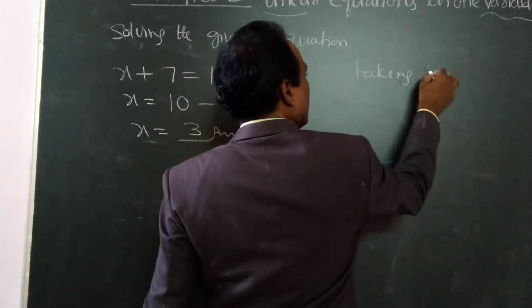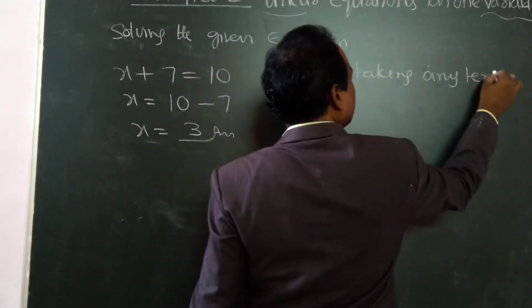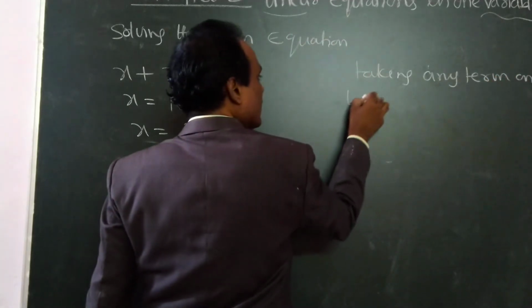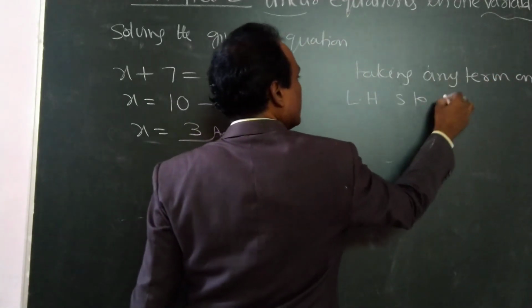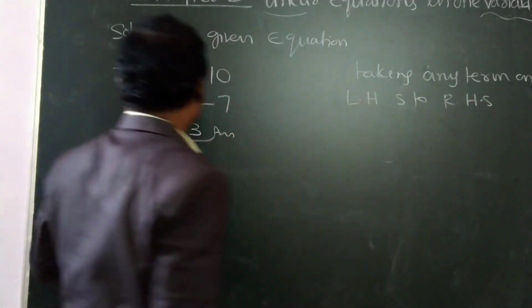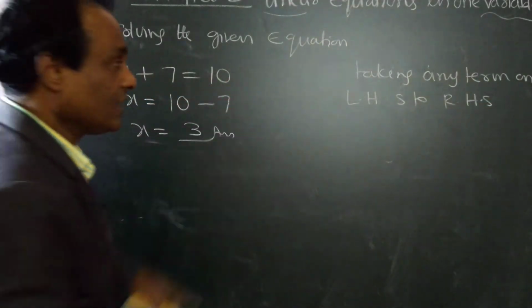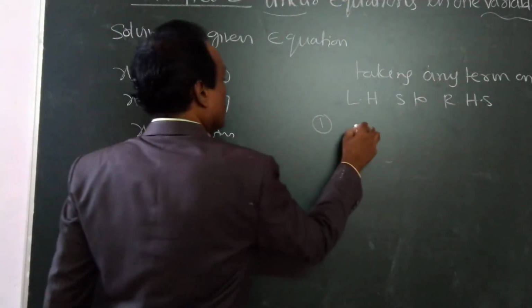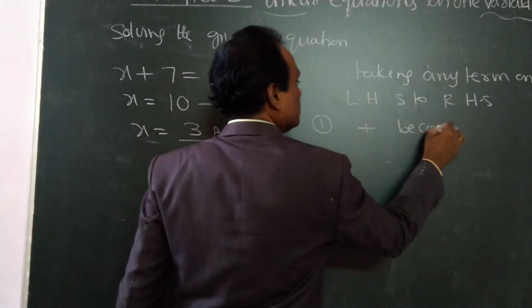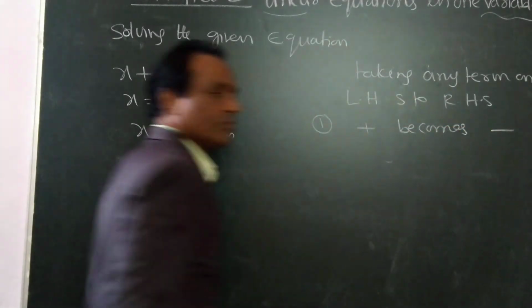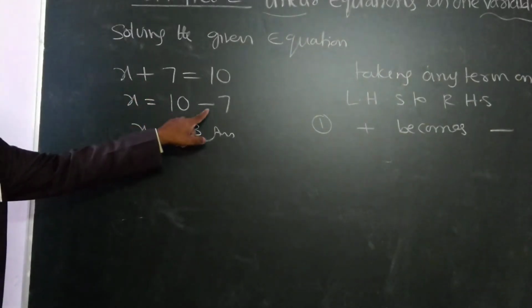See here. Taking any term from LHS to RHS. Suppose we take this LHS term to the right hand side, what does it become? Plus becomes what? Plus becomes minus. If it is plus, it will become minus.